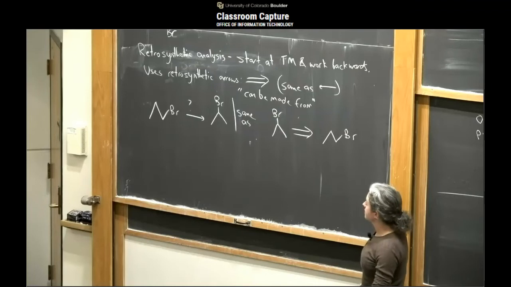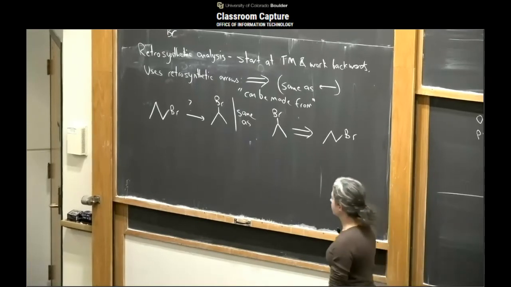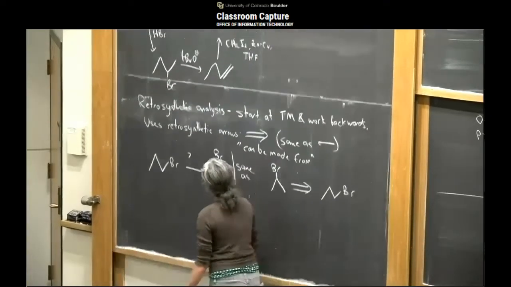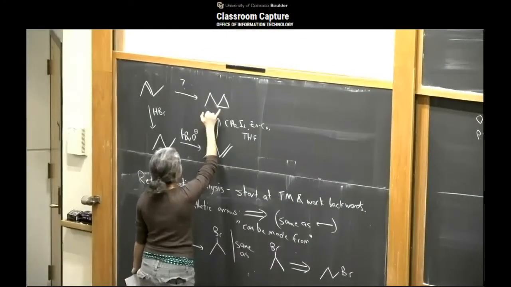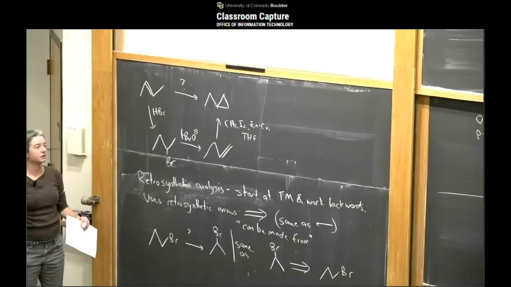A lot of the synthesis problems we'll see, especially the further on we move in the course, won't even give you a starting material. They'll just say, for instance, make this molecule, and then they'll give you some limits on what you can start with, because if they didn't, you could just say, go buy that molecule from Sigma Aldrich.